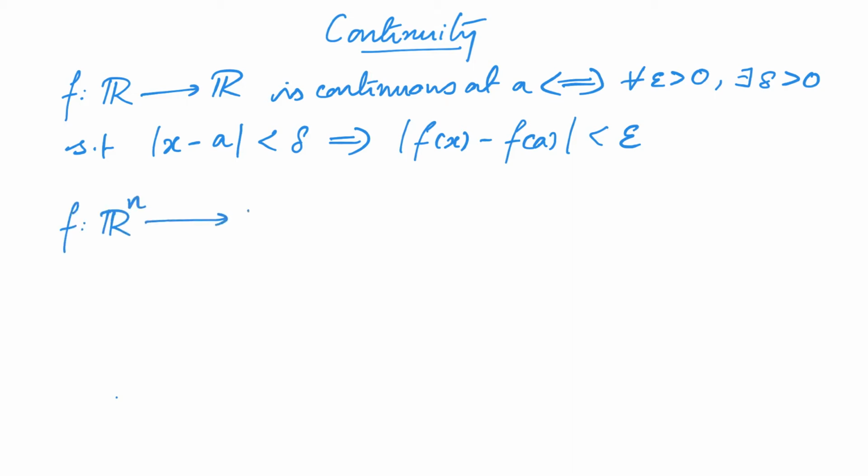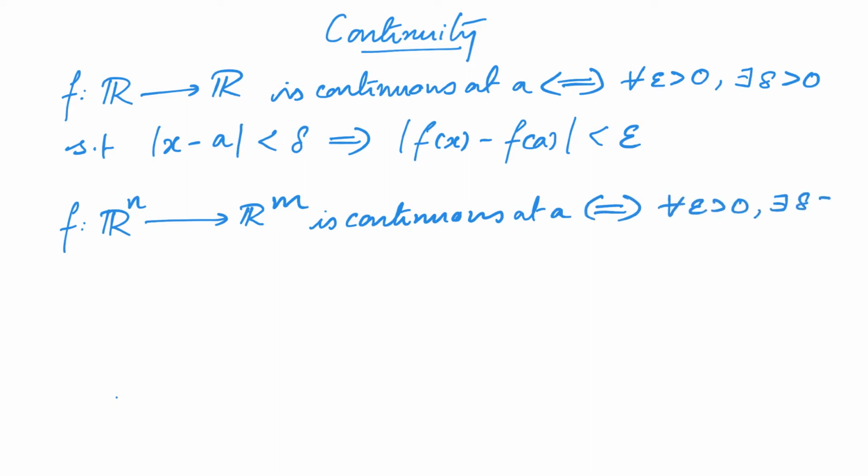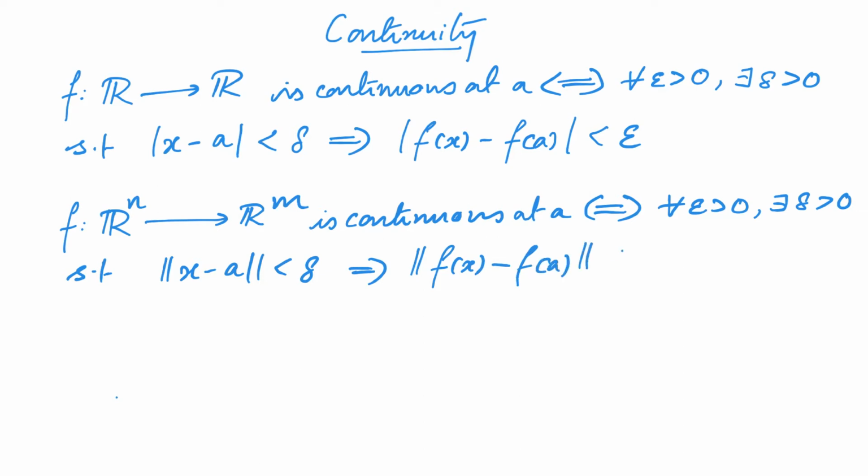Now, this idea can be used to define continuity for functions from Rn to Rm. Why? Because now we know that norm is a form of distance on Rn. Thus, we can say that a function f from Rn to Rm is continuous at a point a if and only if for every epsilon greater than 0, there exists a delta greater than 0 such that norm of x minus a is less than delta implies that norm of f of x minus f of a is less than epsilon. So now we have an abstract definition that matches with our intuition.